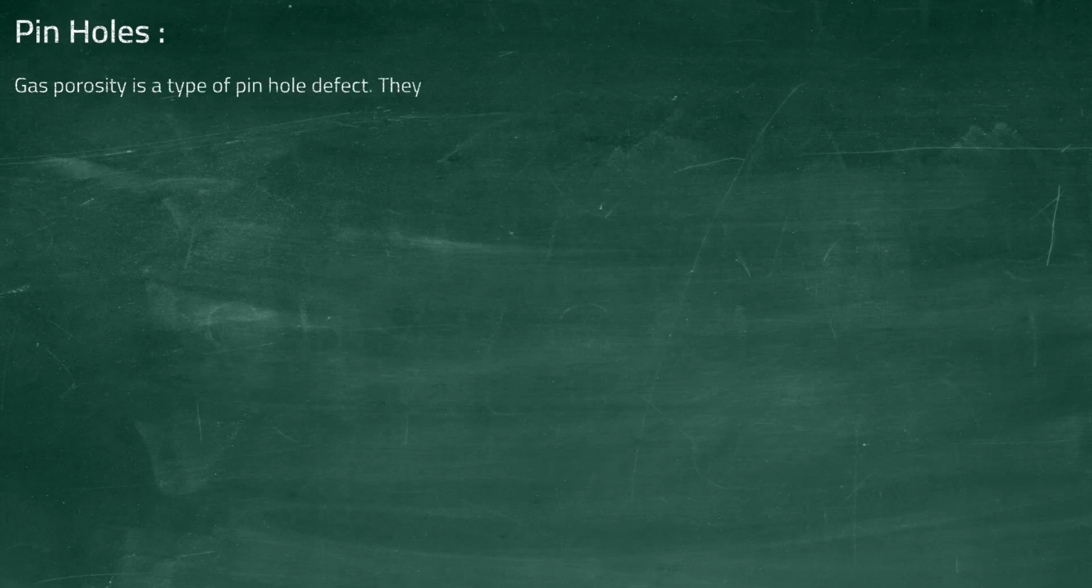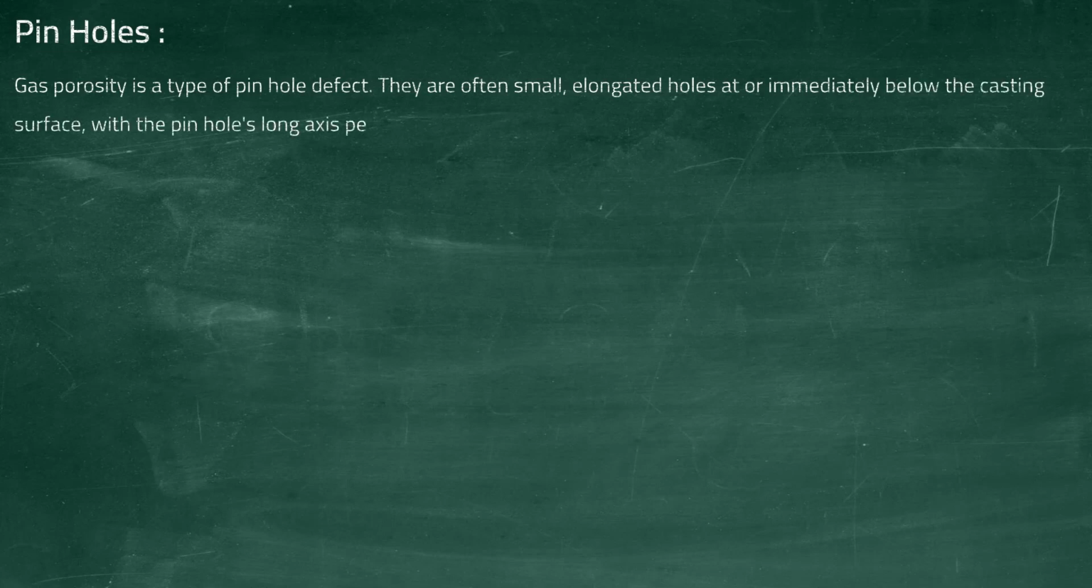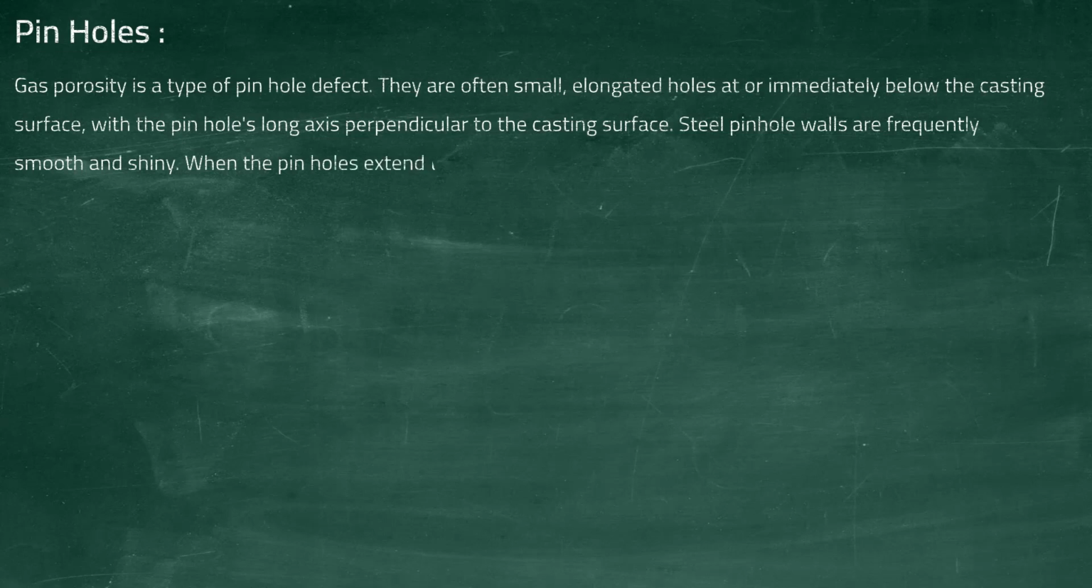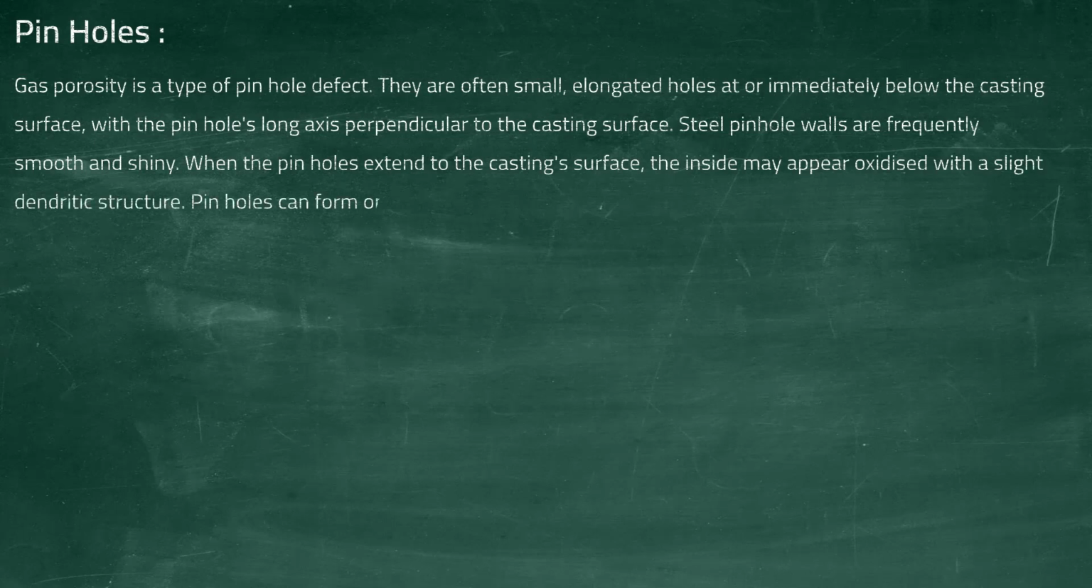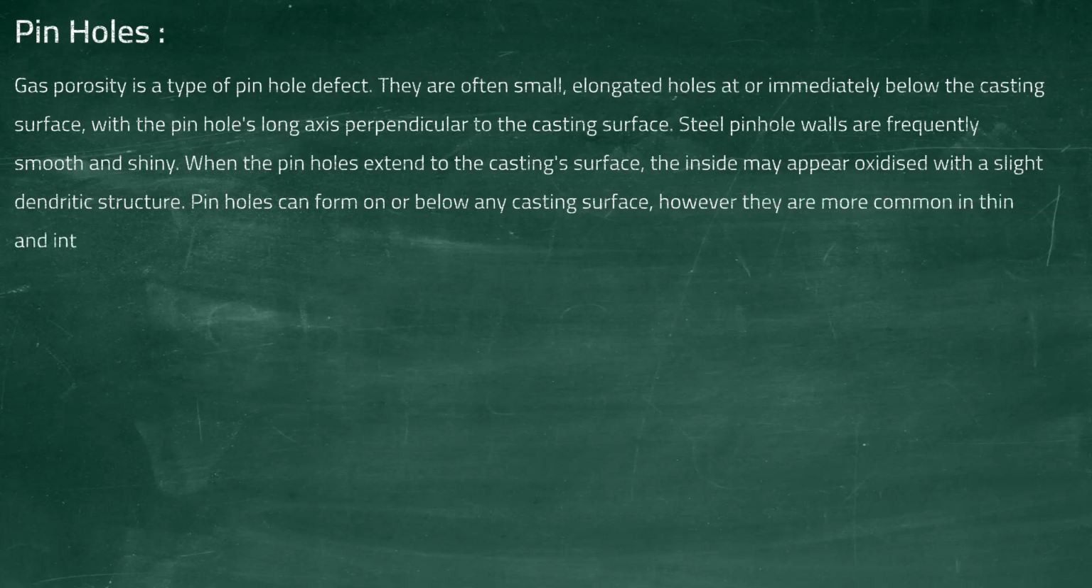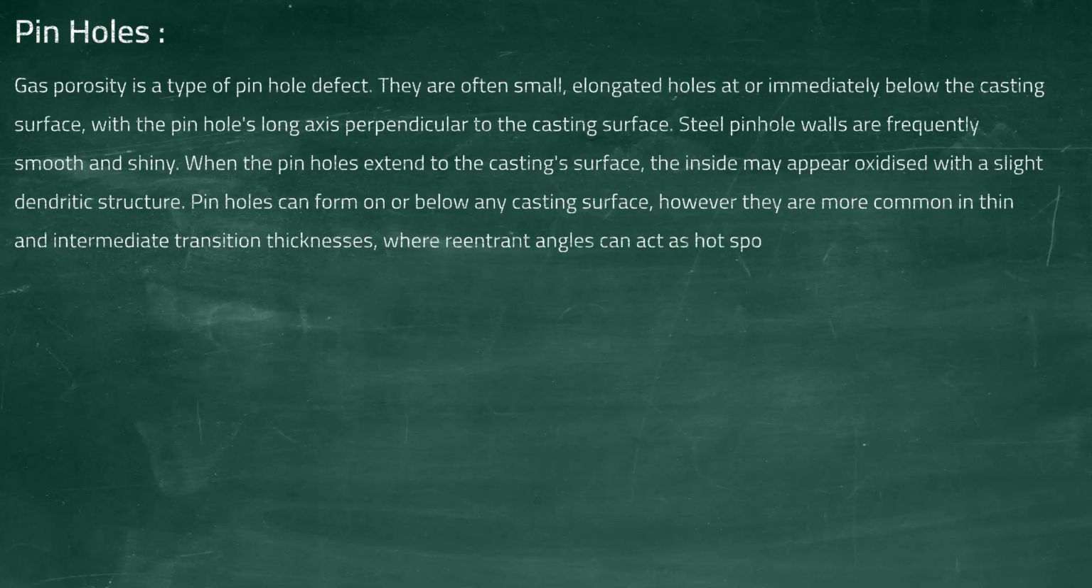Pinholes. Gas porosity is a type of pinhole defect. They are often small, elongated holes at, or immediately below the casting surface, with the pinholes' long axis perpendicular to the casting surface. Steel pinhole walls are frequently smooth and shiny. When the pinholes extend to the casting's surface, the inside may appear oxidized with a slight dendritic structure. Pinholes can form on or below any casting surface, however they are more common in thin and intermediate transition thicknesses, where reentrant angles can act as hot spots.